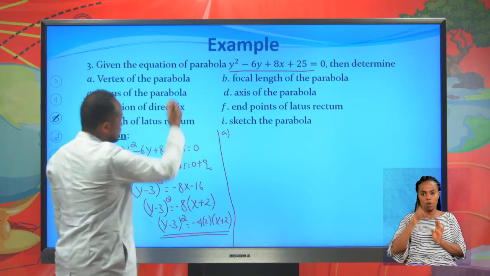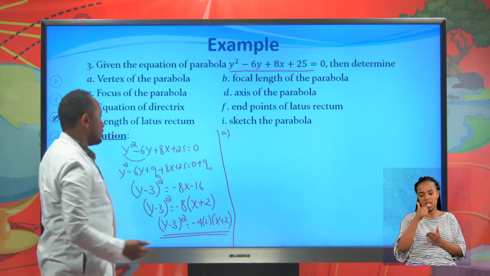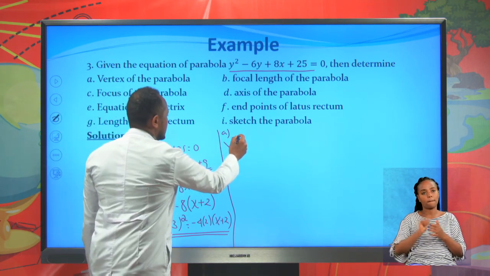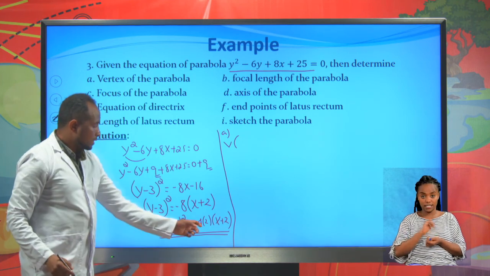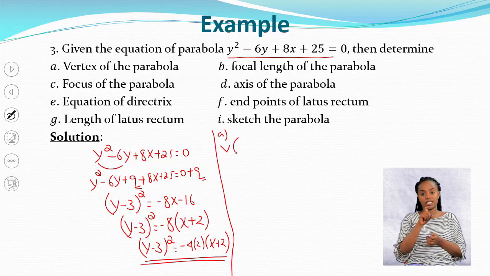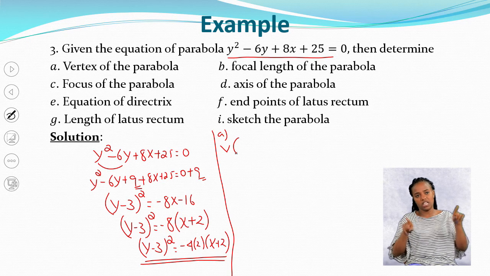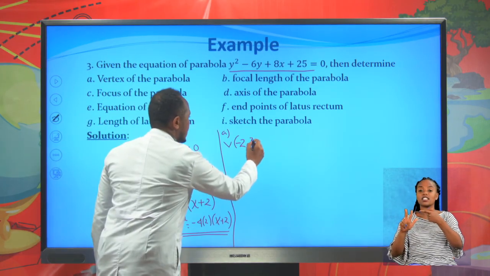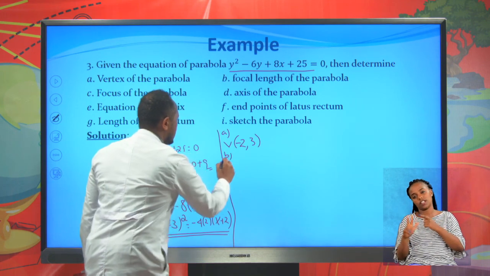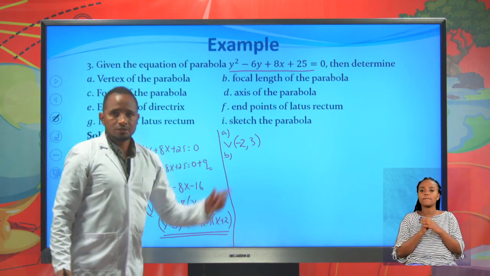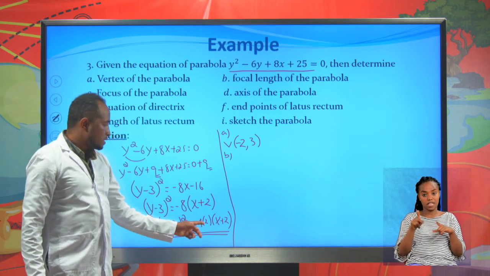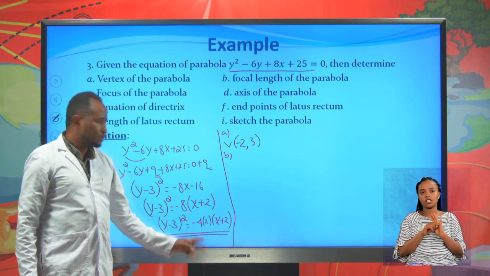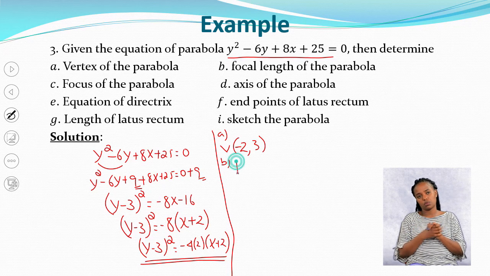We need to find these points from this standard form of the parabola. The first one is the vertex. The vertex has the x-coordinate opposite. The number next to x is positive 2, so the vertex is minus 2 comma positive 3. B, the focal length is p. The focal length p is this 2 here. It is minus 4p times x plus 2, so p is 2. So B, the focal length, is 2.